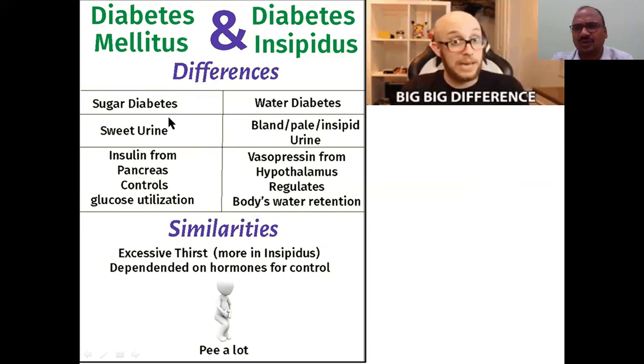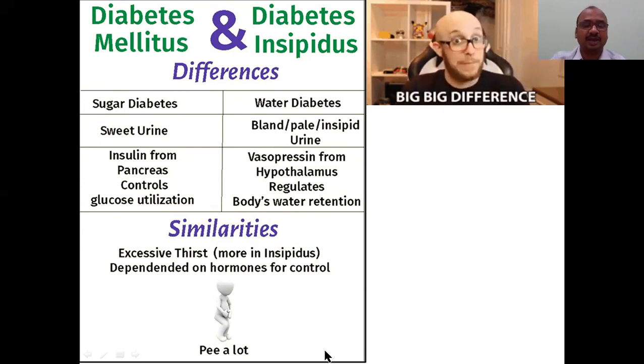What are the similarities? Excessive thirst is common: always drinking water. The excessive thirst is more in insipidus, which is its main characteristic, but thirst also happens in diabetes mellitus. It depends on the hormone for control. This is a vasopressin problem, and this is an insulin problem.